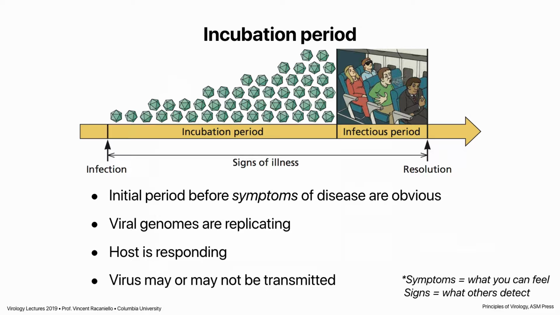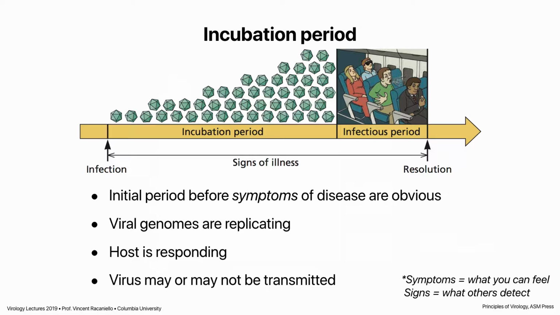Now during this incubation period, the genomes are replicating, viruses are replicating, the host is responding, the innate response is responding. You can't feel any of that initially. The virus may or may not be transmitted. So this can be an infectious period depending on the virus. Some viruses are transmitted during the incubation period, some are not. For example, Ebola virus is not transmitted until you show signs of infection, that other people can tell that you're infected. But other viruses are different.